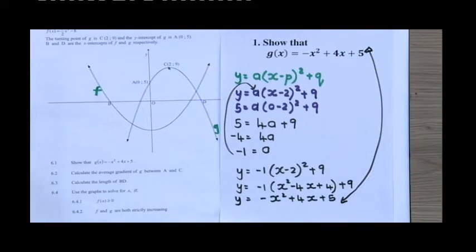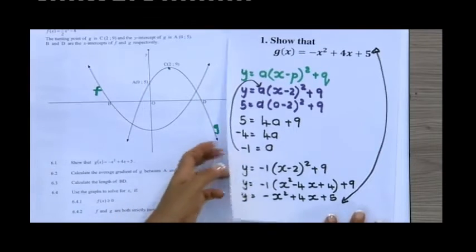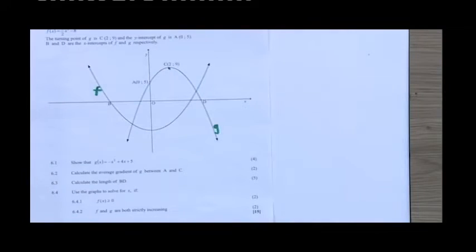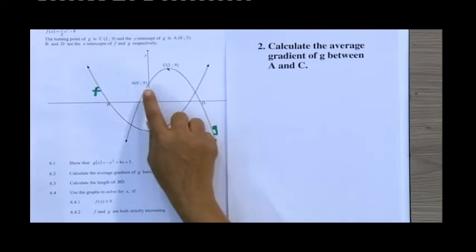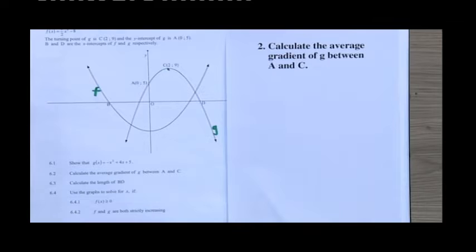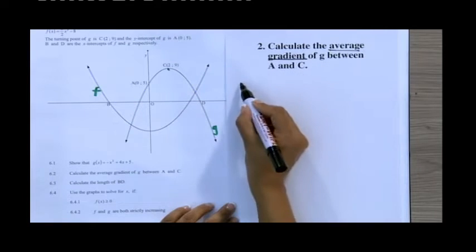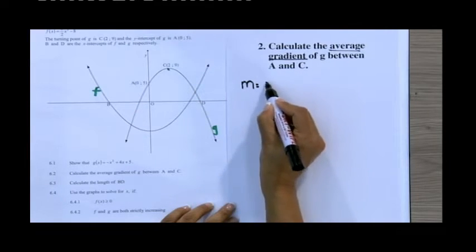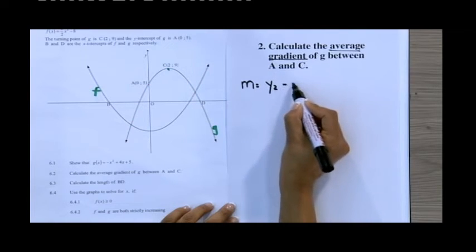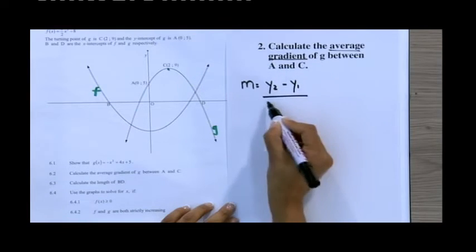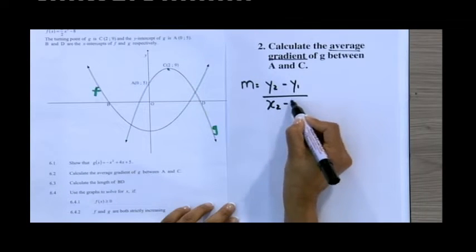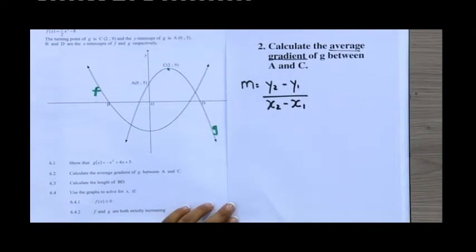So that was the first question: show that the equation of g of x is that. My next question asks me, calculate the average gradient of g between A and C. I so much want to get to this question because it's also so popular. If I see the words average gradient, you need to say average gradient is y2 minus y1 over x2 minus x1. Remember, that's your normal average gradient formula.